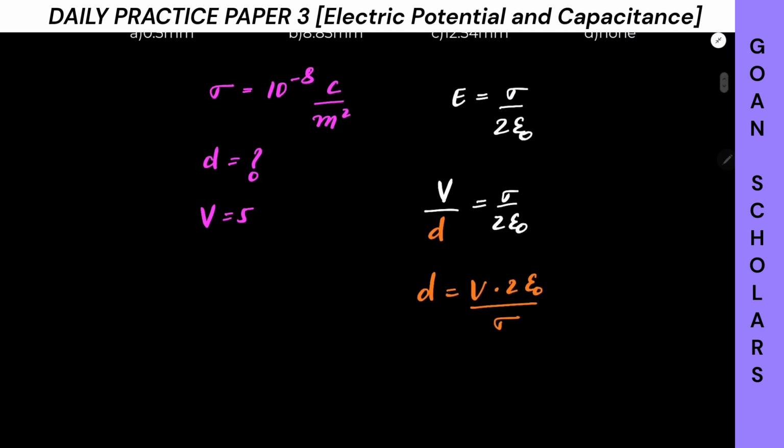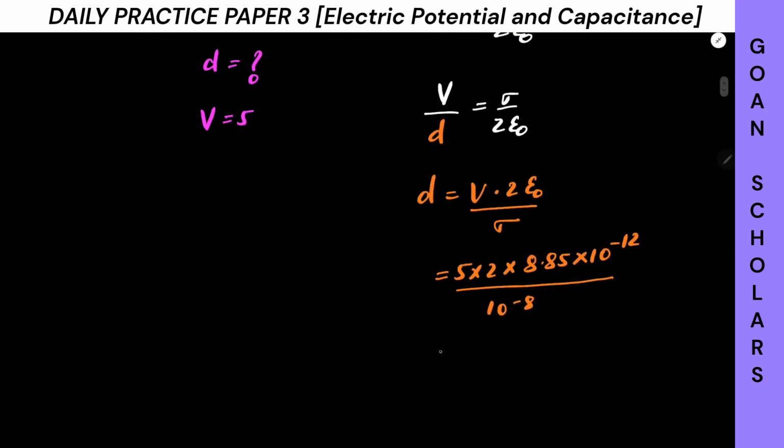Let's put here. So V is 5 into 2. What is epsilon naught? 8.854 into 10 to the power minus 12. You have to remember this constant, the permittivity of free space. Sigma, 10 to the power minus 8. Let's simplify it. So 5 2s are 10. So this will be 10 into 8.854, which becomes 88.5 into 10 to the power minus 8 plus 12, that is minus 4. That will be in meters. So let's see if we have such an answer.